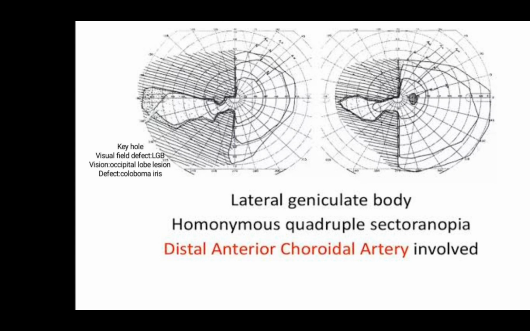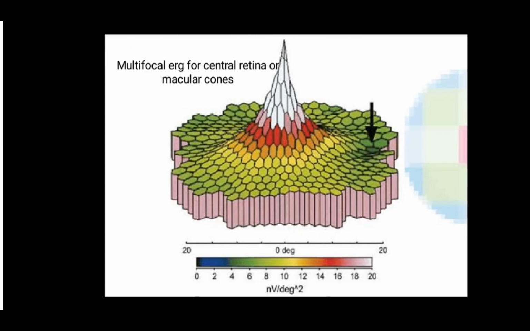So basically we need to remember what is keyhole shaped visual field defect, due to lateral geniculate body lesion, and what is keyhole vision. Keyhole vision is seen in occipital lobe lesions, and keyhole defect, only keyhole defect, not visual defect, is seen in coloboma of the iris.